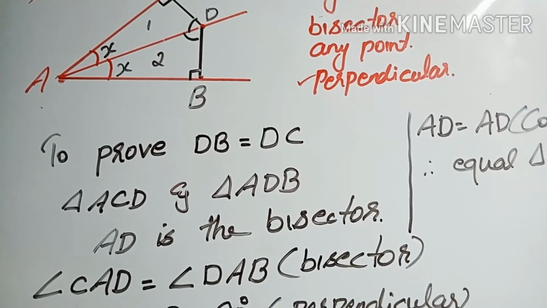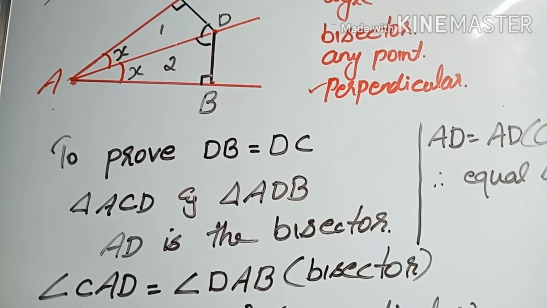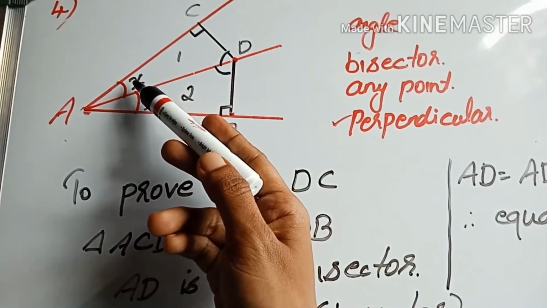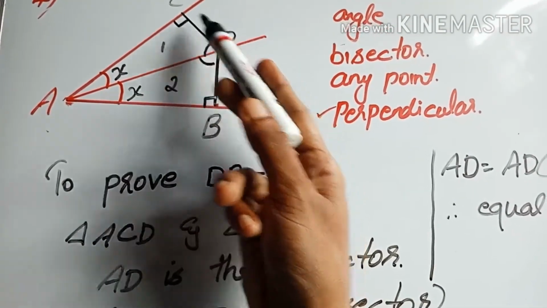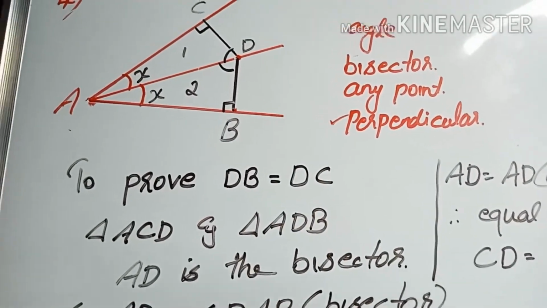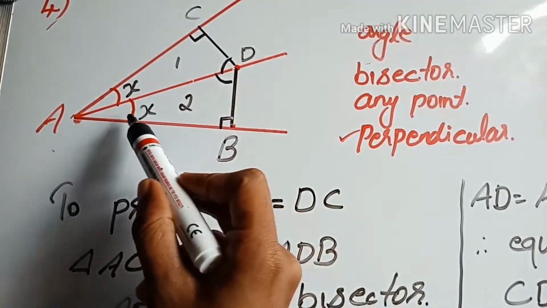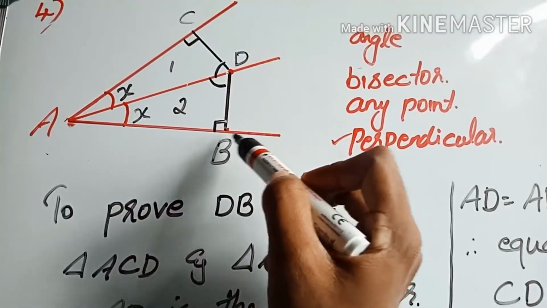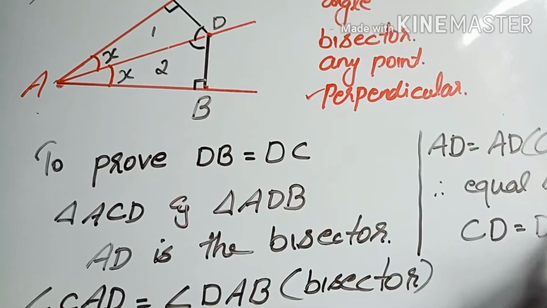Now we know for equal triangles, the sides opposite to equal angles will also be equal. That means let's consider the first angle, that is x degree. This x degree's opposite side is CD. So CD will be equal to what? Here x degree is here. This x degree's opposite side is DB. So CD equal to DB.